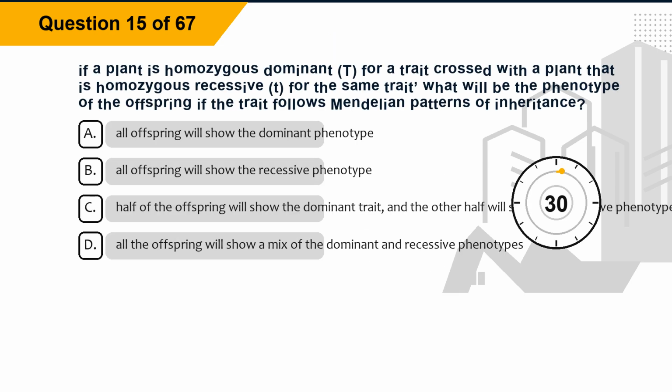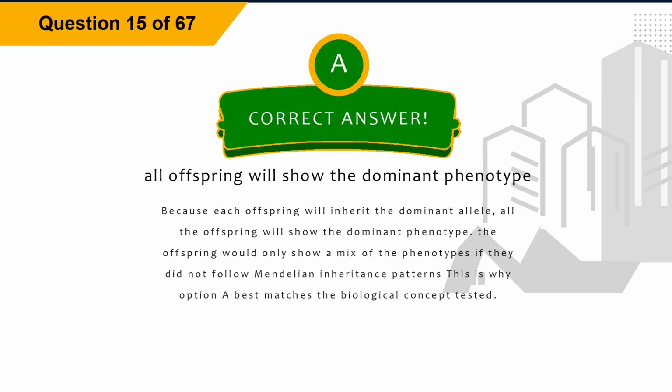Question 15. If a plant is homozygous dominant, T, for a trait crossed with a plant that is homozygous recessive, t, for the same trait, what will be the phenotype of the offspring if the trait follows Mendelian patterns of inheritance? Option A, all offspring will show the dominant phenotype. Option B, all offspring will show the recessive phenotype. Option C, half of the offspring will show the dominant trait, and the other half will show the recessive phenotype. Option D, all the offspring will show a mix of the dominant and recessive phenotypes. The correct answer is option A, all offspring will show the dominant phenotype. Explanation. Because each offspring will inherit the dominant allele, all the offspring will show the dominant phenotype. The offspring would only show a mix of the phenotypes if they did not follow Mendelian inheritance patterns. This is why option A best matches the biological concept tested.